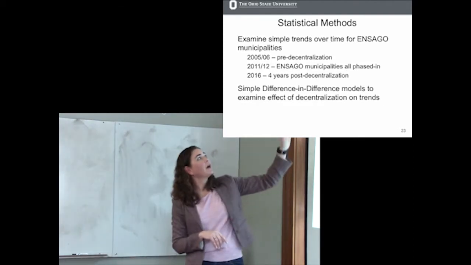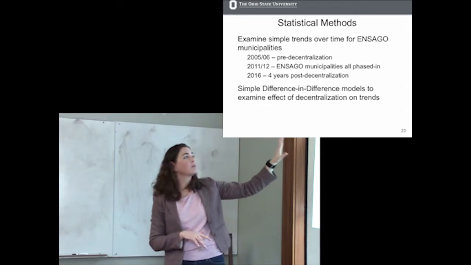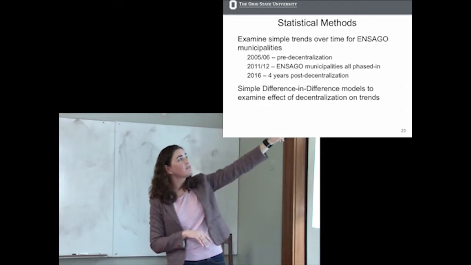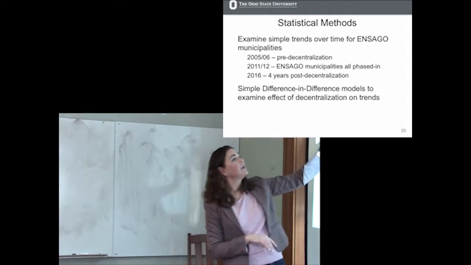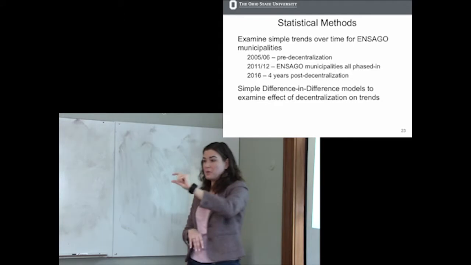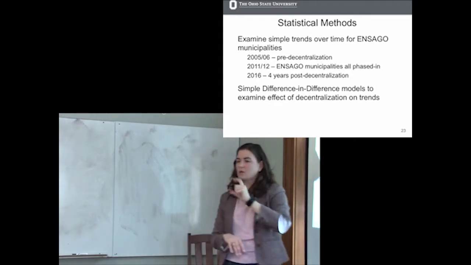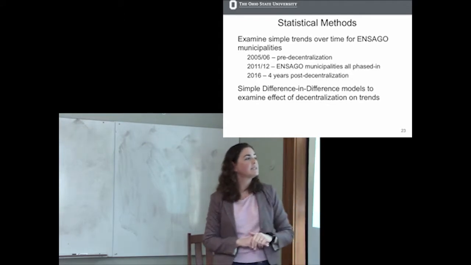So what I'll do now is examine some simple trends for these municipalities that we looked at. Using the 2005-2006 DHS, there's actually a 2011-12 DHS that was done too, so we have an intermediate time period. I can't use that in the models because it gets messy in terms of what was happening. And then our survey in 2016.